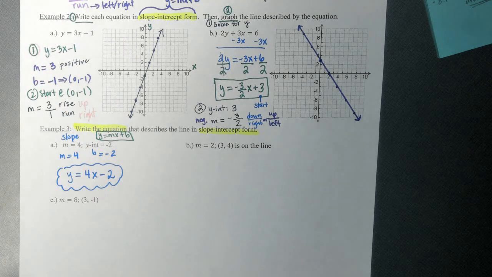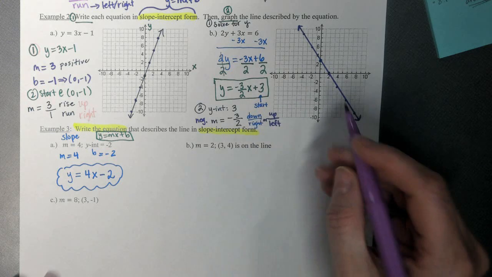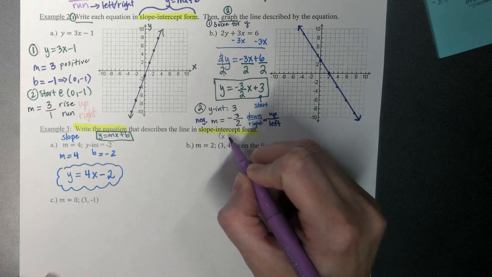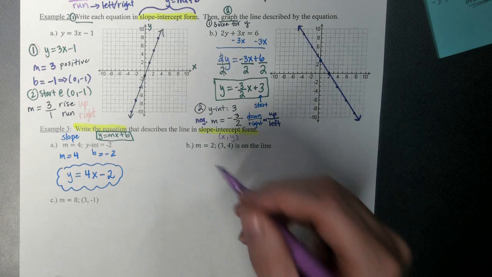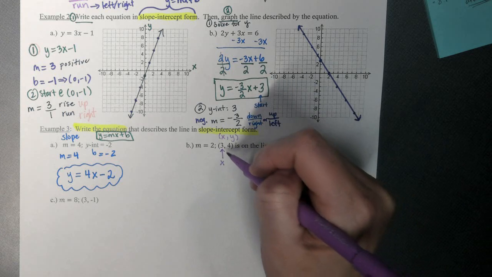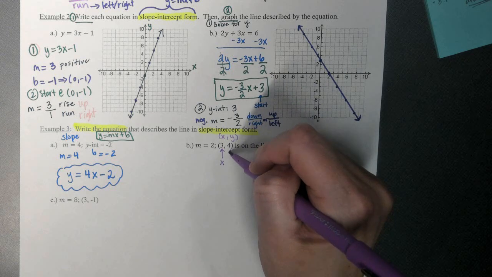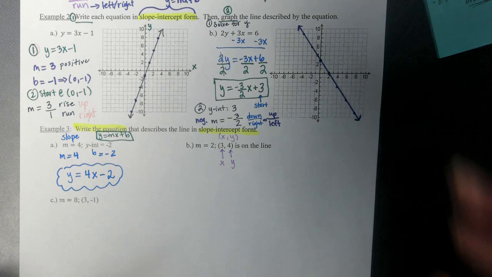So in the next type, they don't give you the y-intercept. What they do is they give you a point. So remember, every point that's given is in the form x comma y. So what we're going to do is we're going to plug in 3 for x, and we're going to plug in 4 for y into our equation.